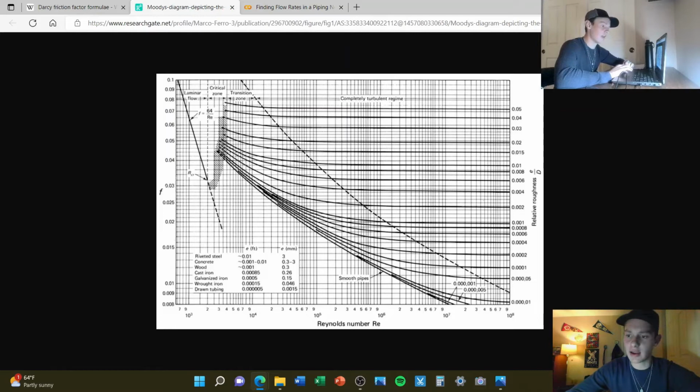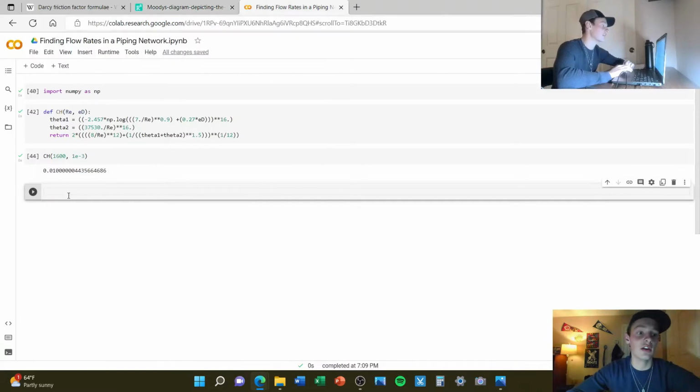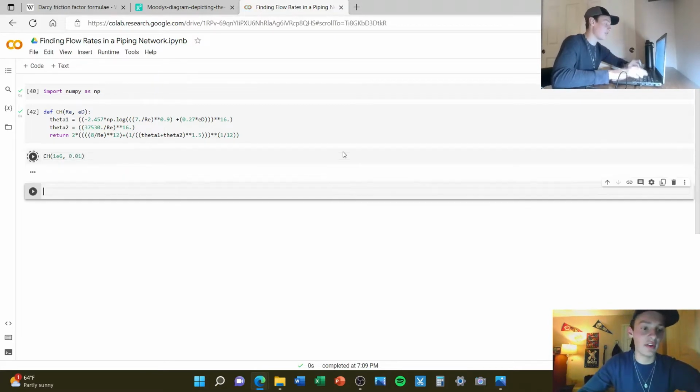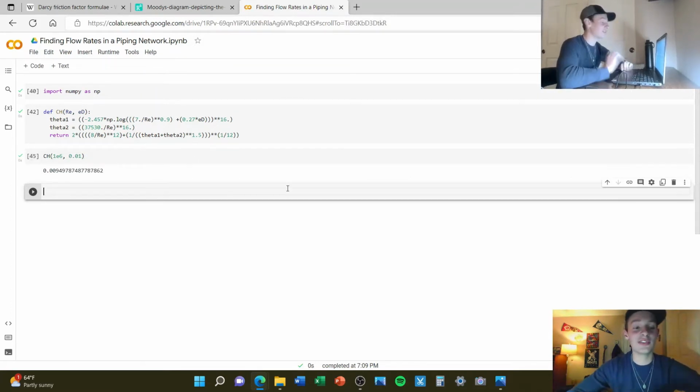Now let's go to the Moody diagram here. And let's try a Reynolds number like 1 million and a surface roughness of 0.01. Notice that this is about at 0.038 for the Darcy friction factor. So ours would obviously be that divided by 4. So let's see what that gives us. If we do 1 million for the Reynolds number and then 0.01, we should get about 0.0095. And we do get about that number right there. So this is working properly, which is great.